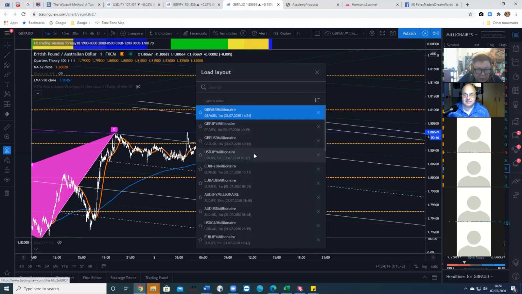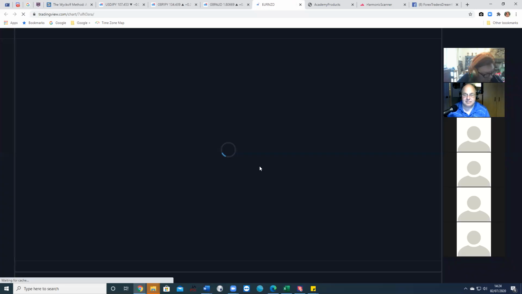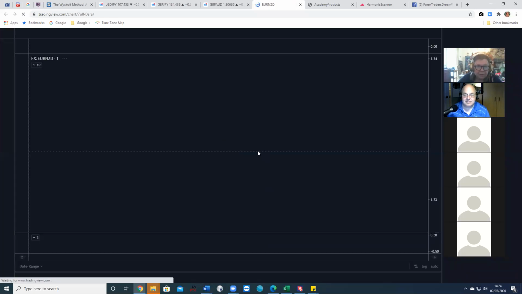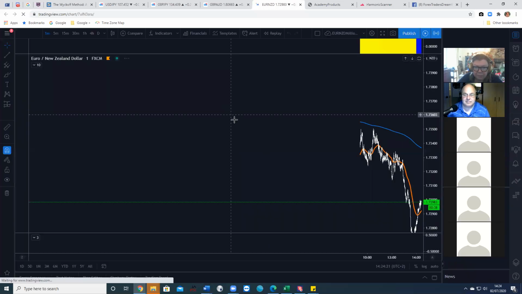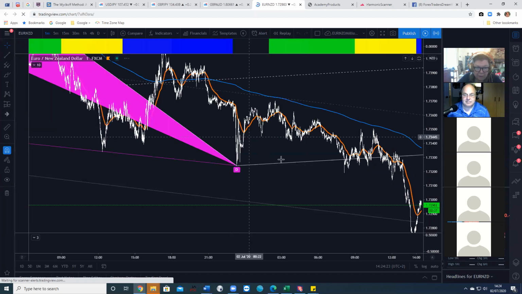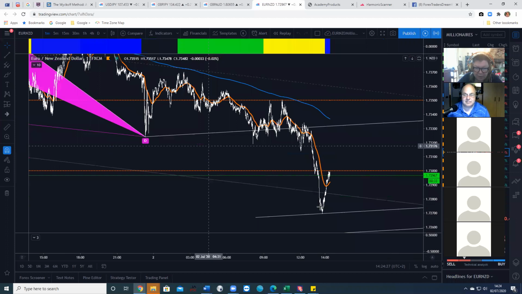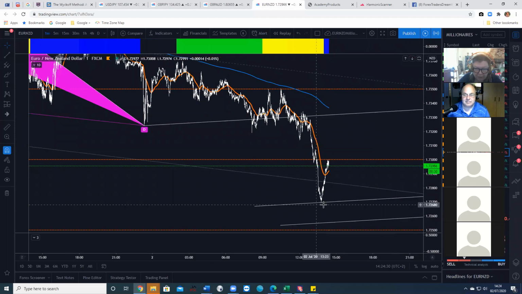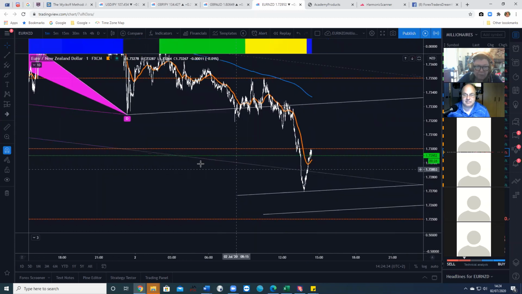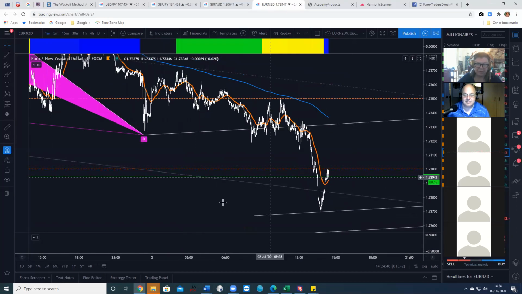GU we're not going to look at. We won't look at a USD. Euro NZD. And that's fallen off that way, right down to the pip. It's hit the extension. So we don't want to look at that until it decides it's going to come back up here into the scan.